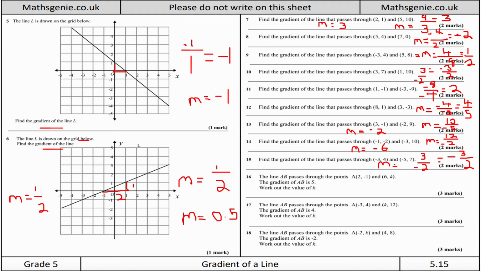The line AB passes through the points (-2, 2) and (-1, 6k). The gradient of AB is equal to 5. Find the value of k.